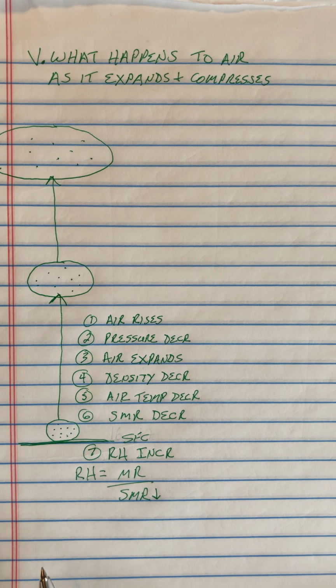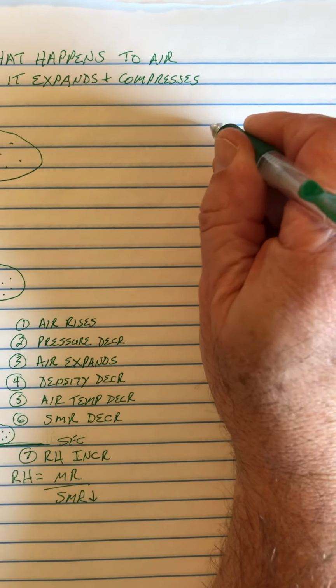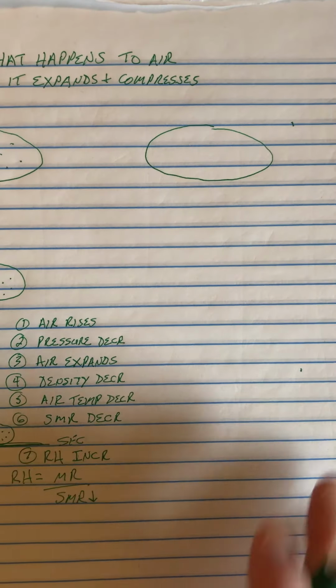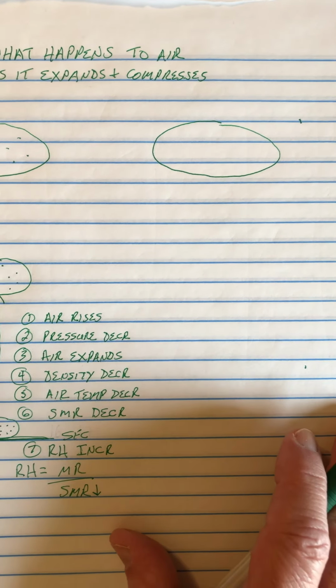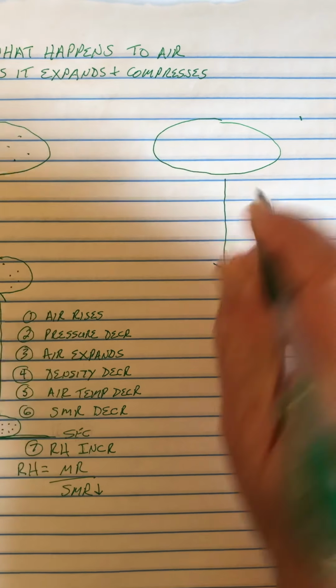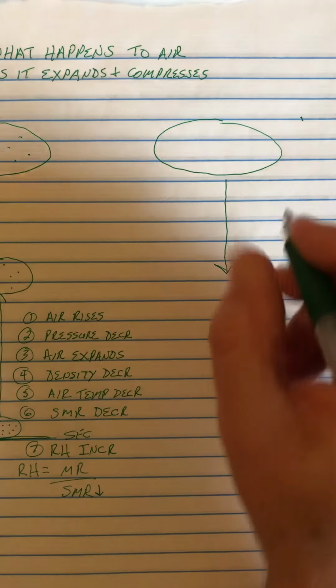So that's what happens to air as it rises and expands, but whatever goes up must come down. So now let's take this air parcel and bring it back down to the surface. You can use the same air parcel if you want, and we're going to cause this air parcel to descend, maybe down the lee side of a mountain. It went up the windward side of the mountain and it's coming down the lee side. So let's see what happens here.